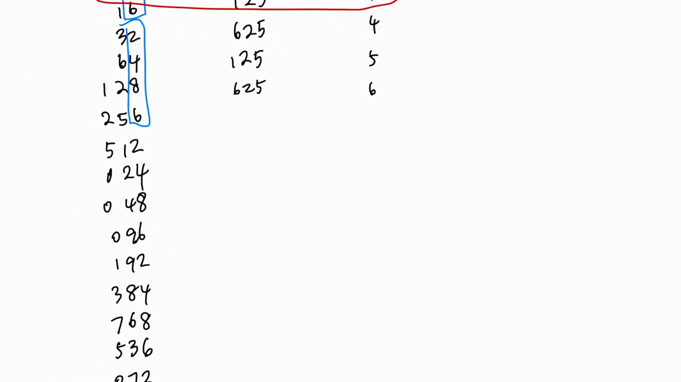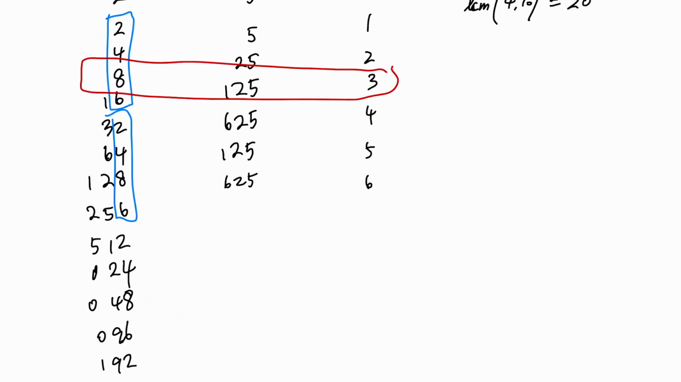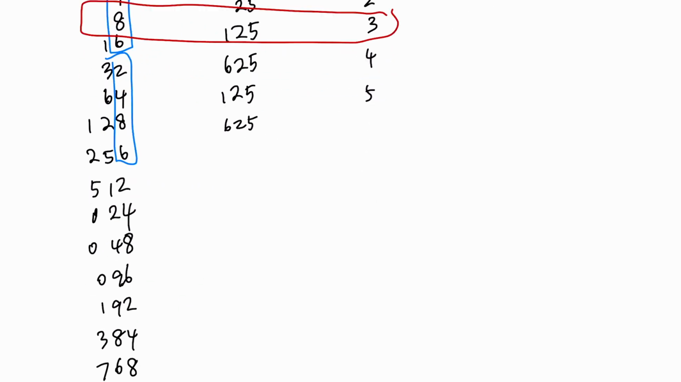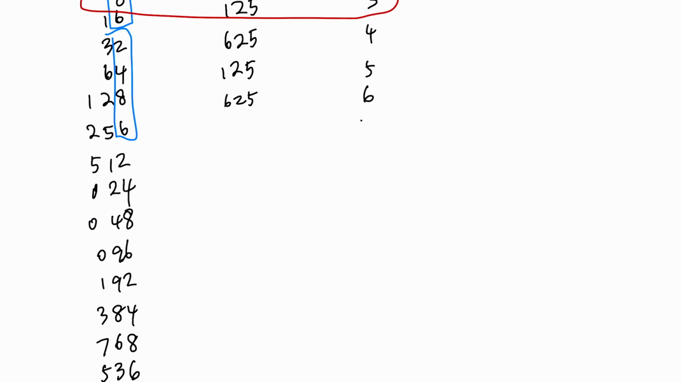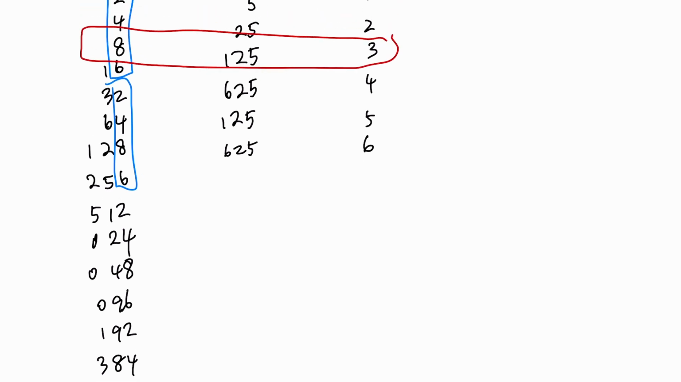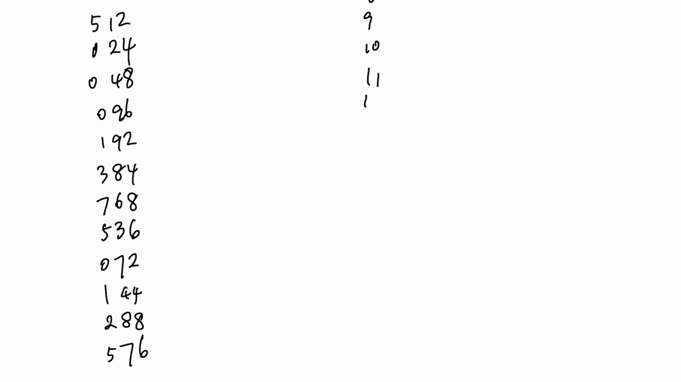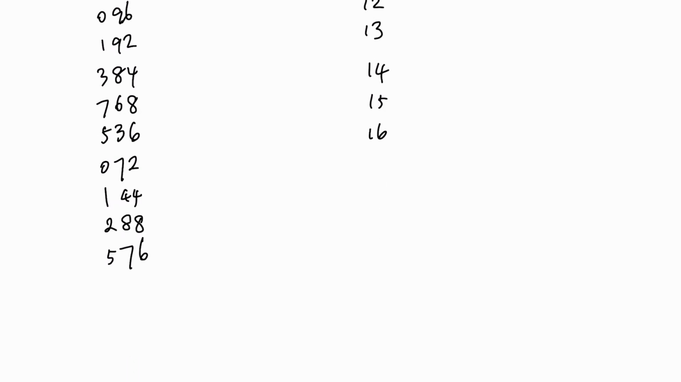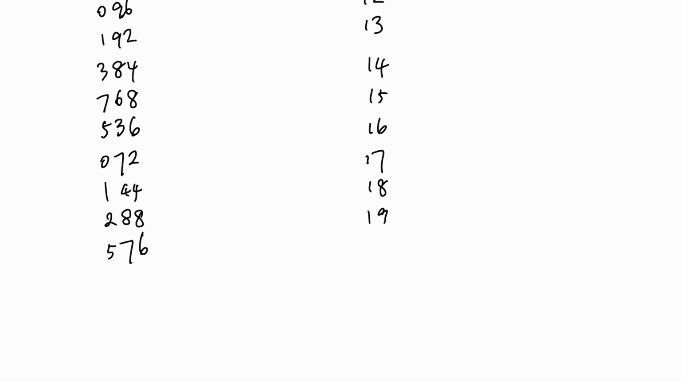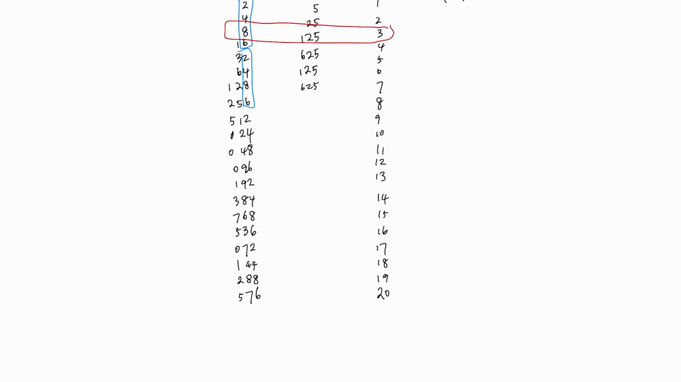And we can list out the corresponding ones. Let's list it out in a more manageable fashion. Wait, my bad, it is not aligned correctly. That's 4, 5, 6, 7, 8, 9, 10, 11, 12, 13, 14, 15, 16, 17, 18, 19, 20. So that's the first 20.